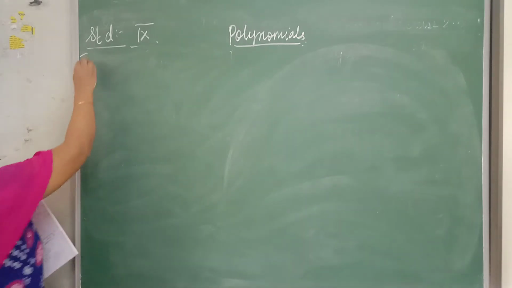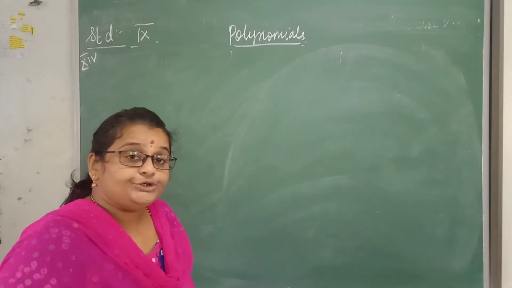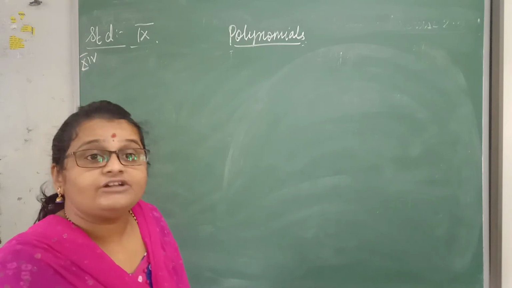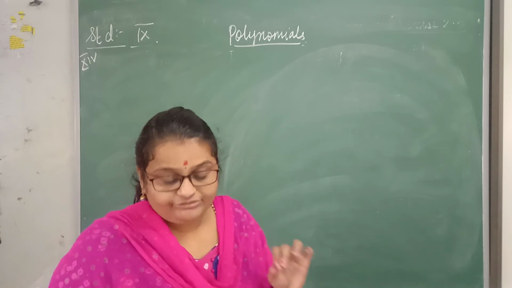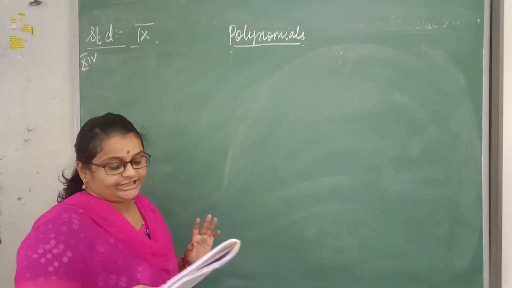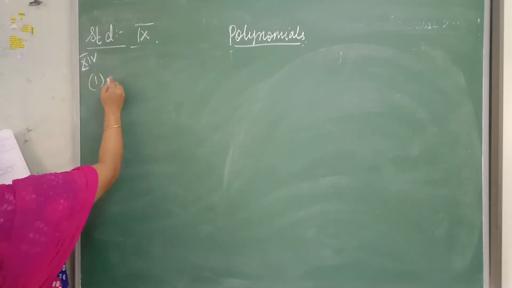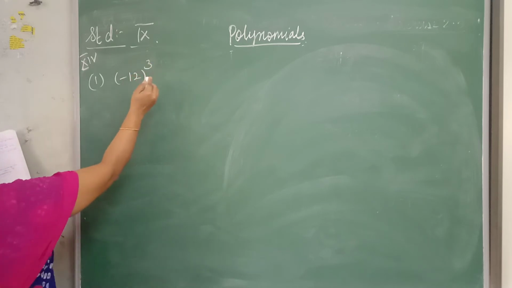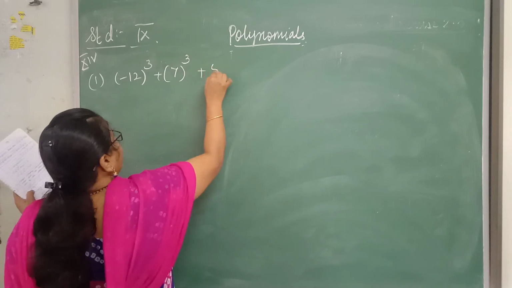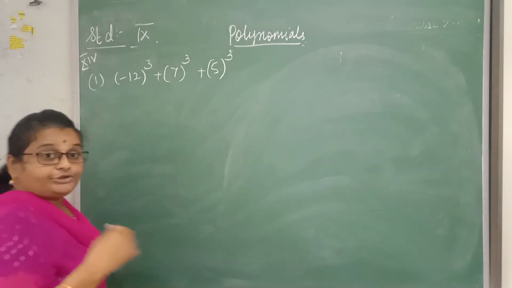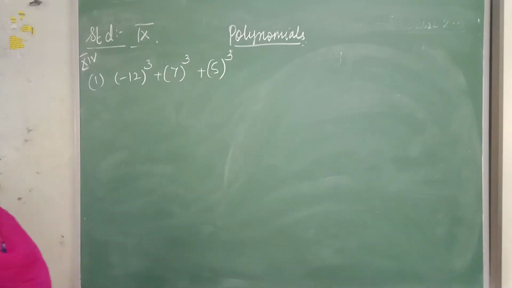Yes, the next main, that is 14th main, he is telling, without actually calculating the cubes. So here you are not supposed to go for finding the cubes. Without actually calculating the cubes, find the value of each of the following. So the question is minus 12 cube plus 7 cube plus 5 cube. We should not cube; instead of cubing, we have to find the value of these three. Okay, then how to find?